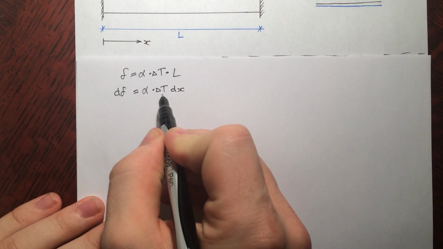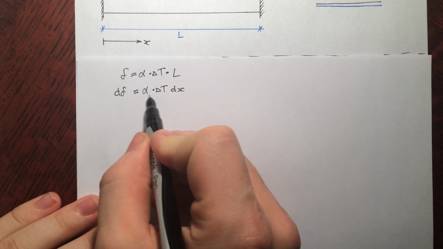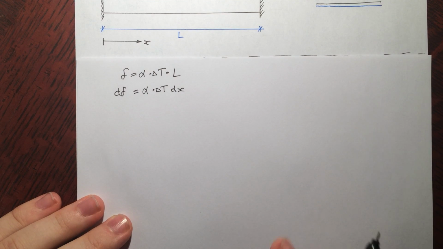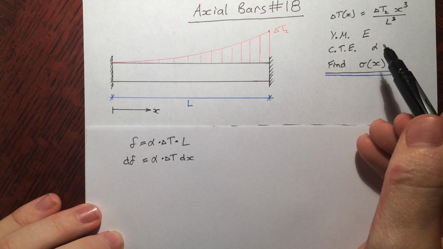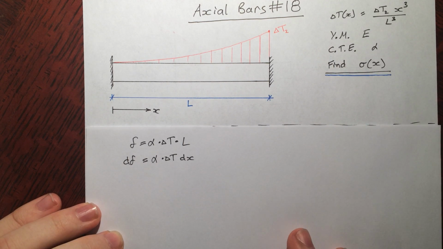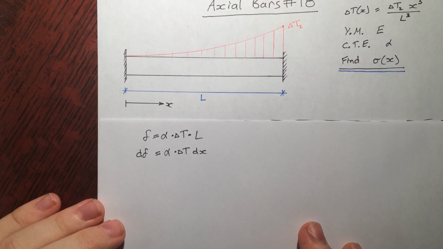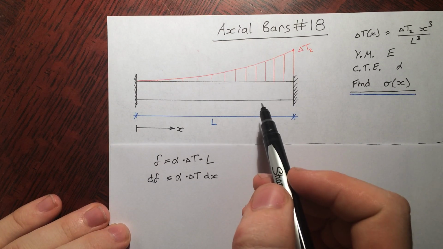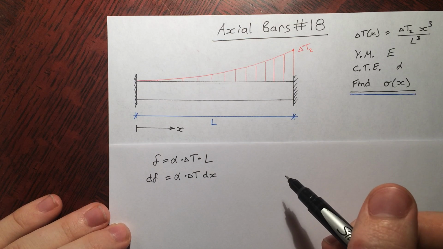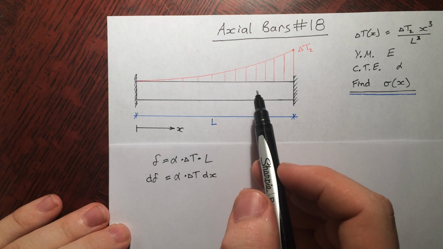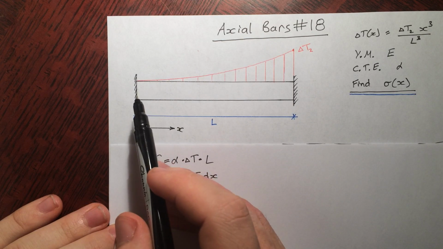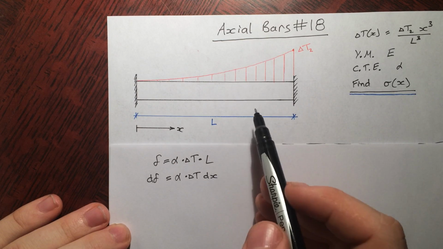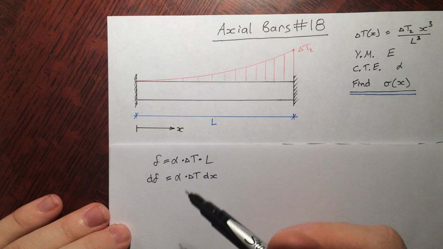So this equation allows us to find delta if alpha or delta t is varying as a function of x, which in our case it is, according to this equation right here. So if we take a look at this bar, traditionally what we'll be doing is taking a cut, looking at the internal normal forces, then going ahead to find any displacements. But in this case, there's no forces being applied to this, so we can't really go in and make a cut to find the internal forces.